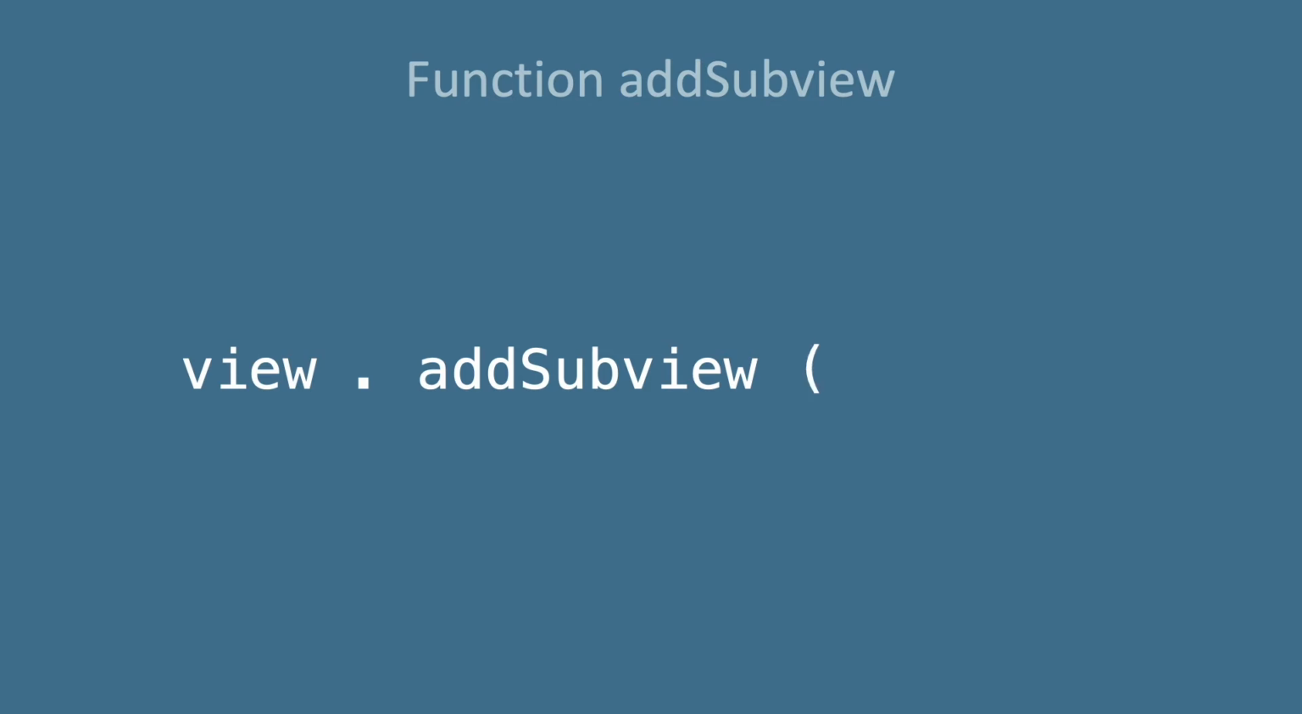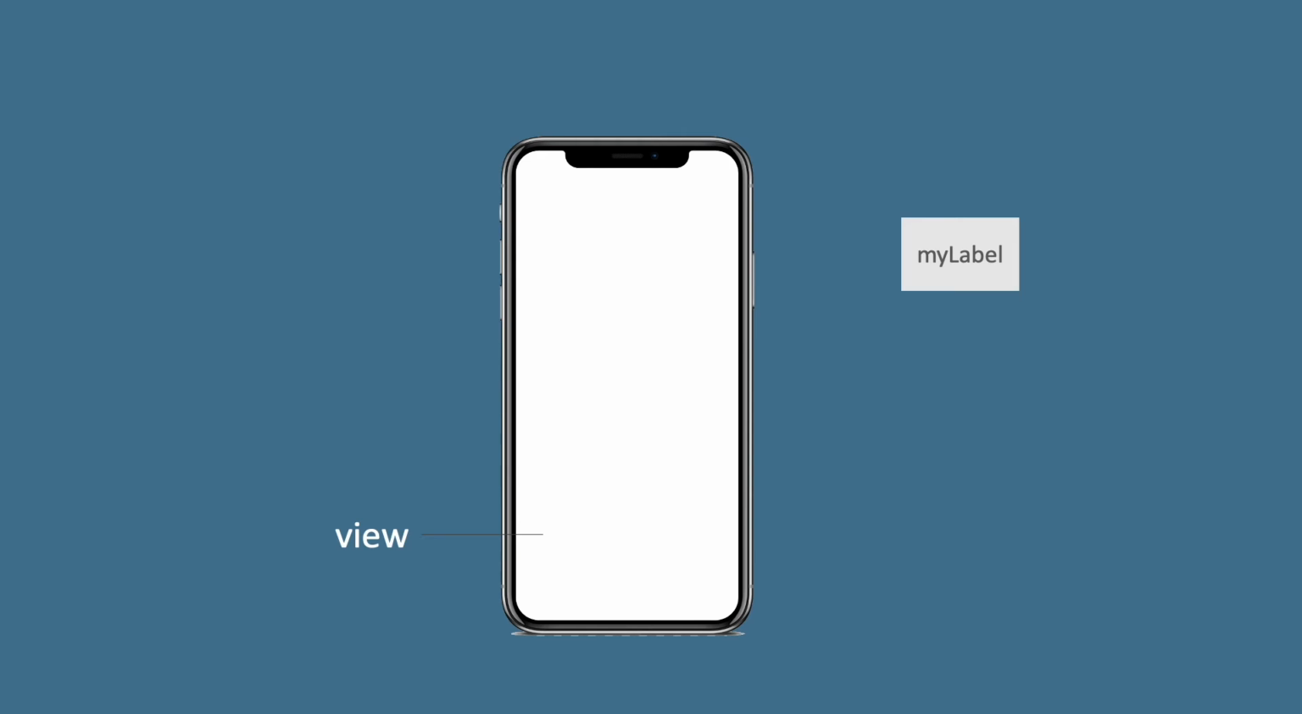Then type a set of parentheses, and in the case of addSubview, you need to type the object you want to add to the view inside this parenthesis. We'll dive into the function later, but for now, we'll focus on the concept of adding a subview. So with this line of code, my label is now added on top of view as its subview.